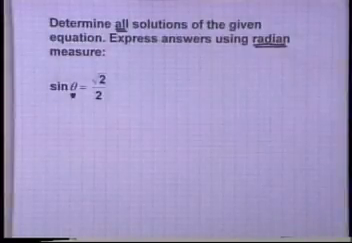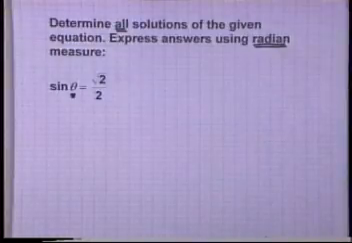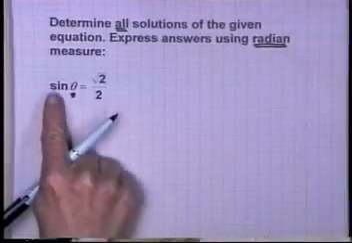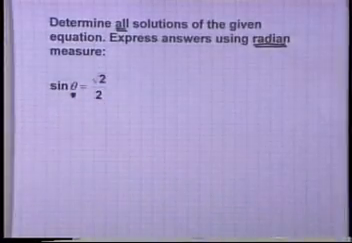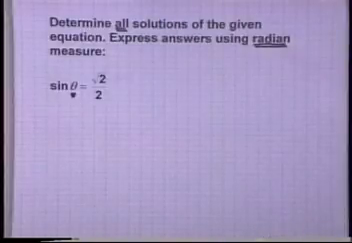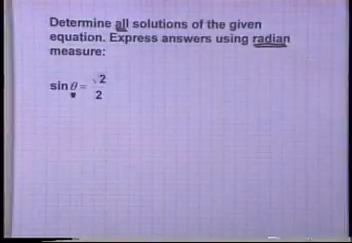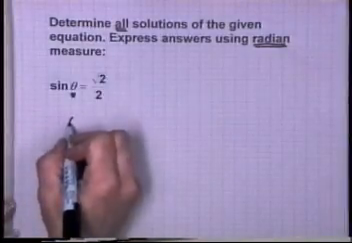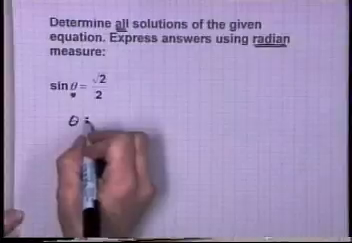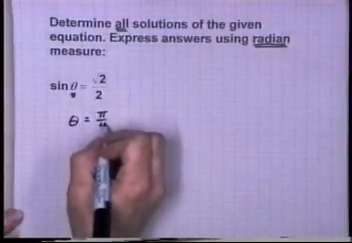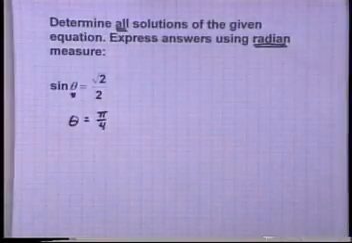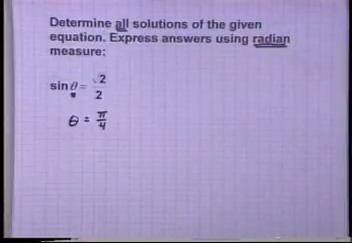To solve this one, we're going to rely on what we know about the sine values of our special angles. What angle do you know whose sine is square root 2 over 2? You should know that one. Of course, if you're thinking in degrees, you're thinking 45 degrees. But let's remember, we want this answer in radian measure. So instead of saying 45 degrees, we're going to say pi over 4. Now, let's talk about our solution though.